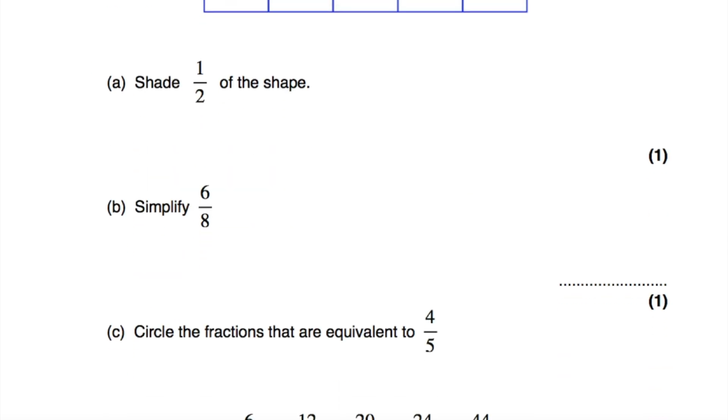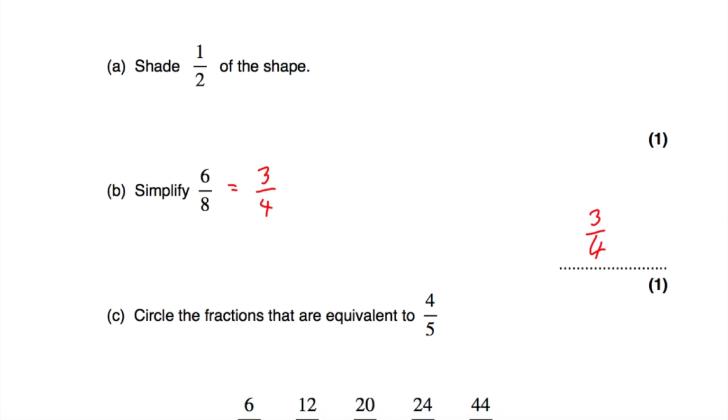Okay, and part B. Part B says simplify 6/8. Now 6/8, both of those numbers are even, so let's divide both of them by 2. 6 divided by 2 is 3, and 8 divided by 2 is equal to 4. So that'll be 3 quarters. So 6/8 is equal to 3 quarters. Okay, and then part C.